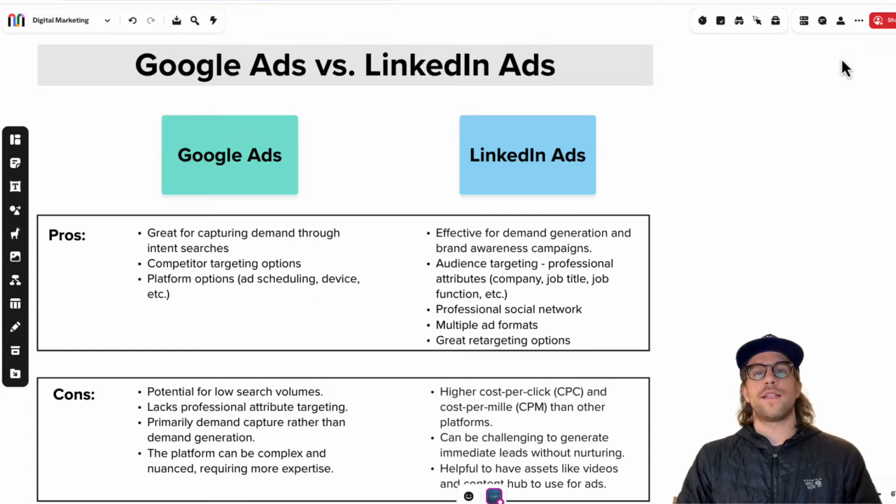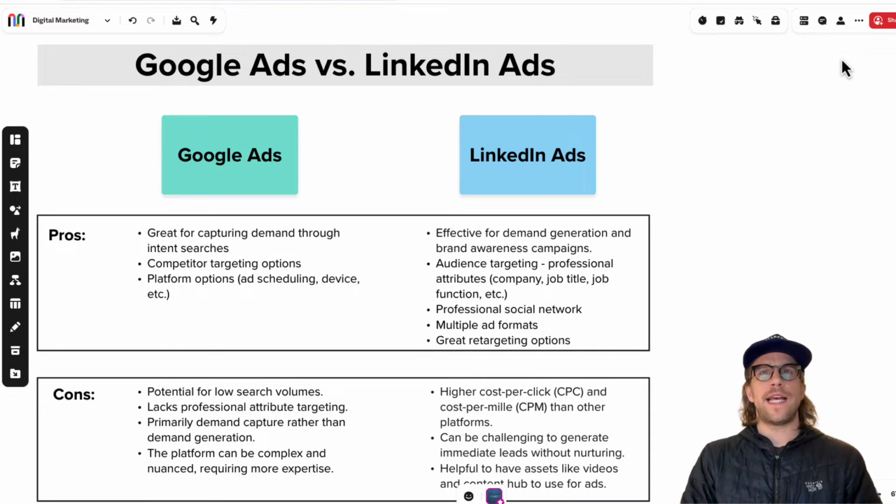Google Ads also has a lot of options, a lot of different settings. That's also a con if you're not very experienced, but it's a plus if you do have some experience in Google Ads. There are things like ad scheduling, you can adjust your device bids, there are a lot of different bidding strategies and a lot of things that you can tweak in an account to optimize it over time. So those are the pros for Google Ads.